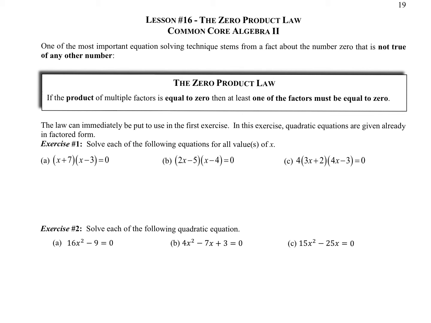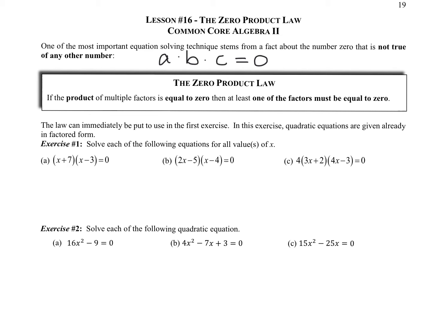a fact about the number 0 that is not true of any other number. So if I have a product of multiple factors, a bunch of numbers multiplied together in a row, we'll just use variables for them, like A times B times C equal to 0, that means that at least one of these three has to equal 0. So either A equals 0, B equals 0, or C equals 0, and possibly more than one of them equals 0. And if you try to think of three numbers that multiply to 0, you'll realize that one of them has to be 0.